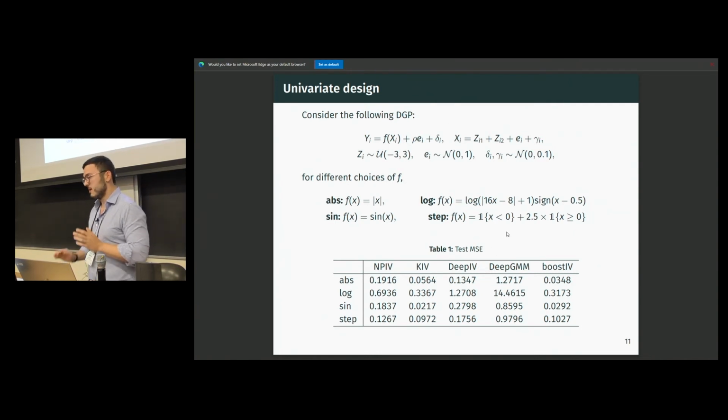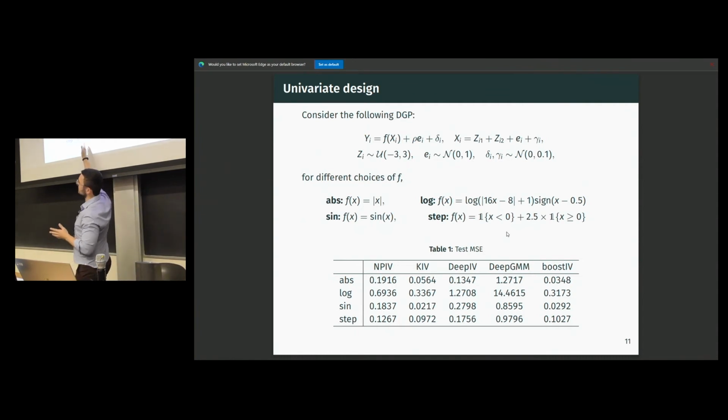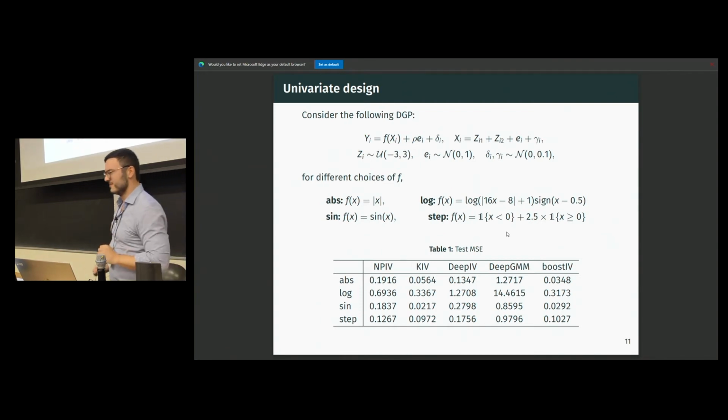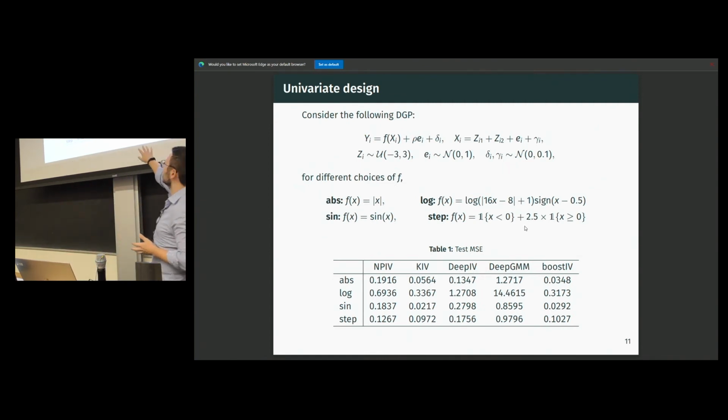So this table shows us the out of sample MSE. The first thing to notice is that NPIV doesn't perform that badly, and that's expected because it's a univariate design, so it should perform fine. But the striking thing is that Deep IV and Deep GMM don't perform that well. Their MSEs are quite high compared to NPIV.